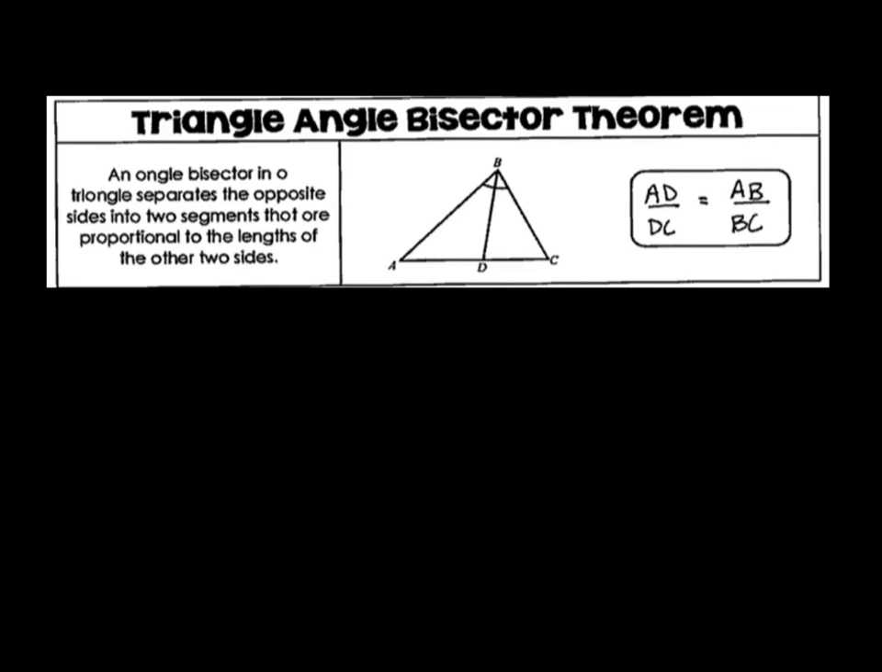So we're going to be able to look at this the opposite way and say, well, now that we know that, if the parts are proportionate and we have an angle bisector, then that would prove we have an angle bisector. So there you have it. AD over DC is equal to AB over BC.